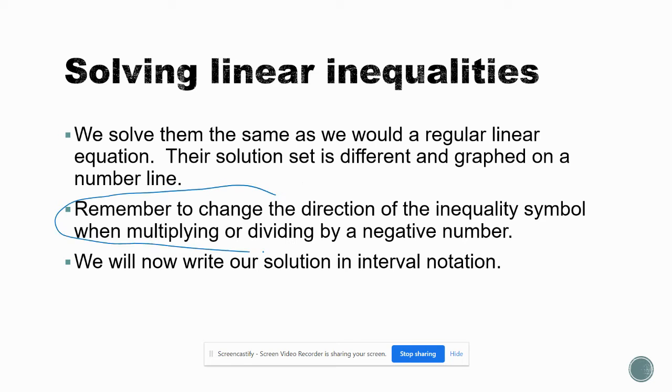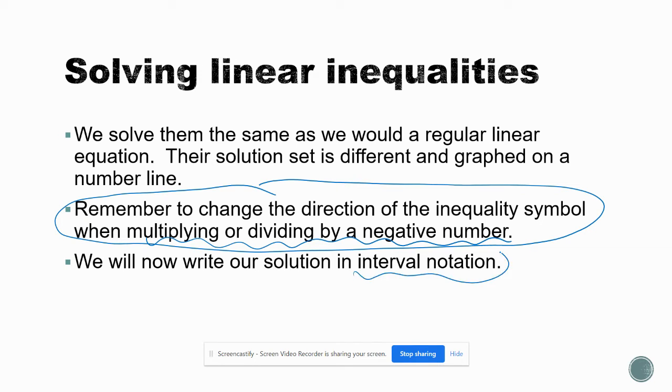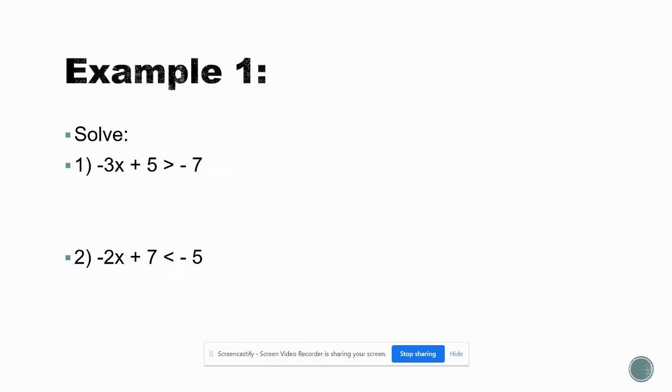Remember to change the direction of the inequality symbol when you multiply or divide by a negative number. And we're going to learn how to write our solution in interval and set notation. Let's start with our first example.